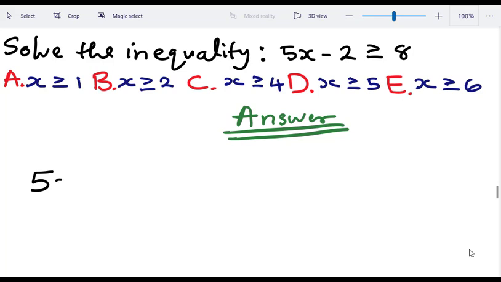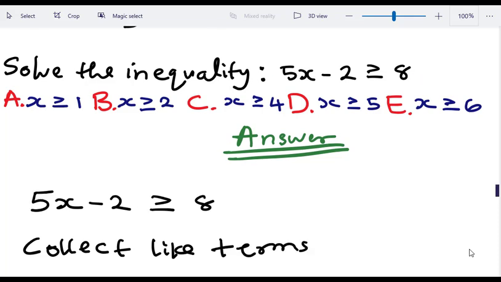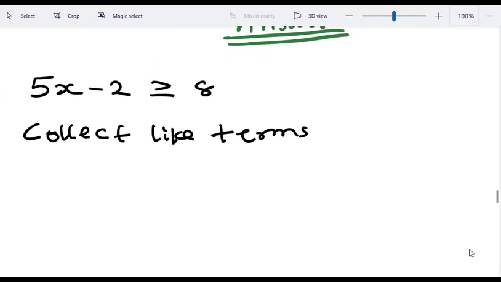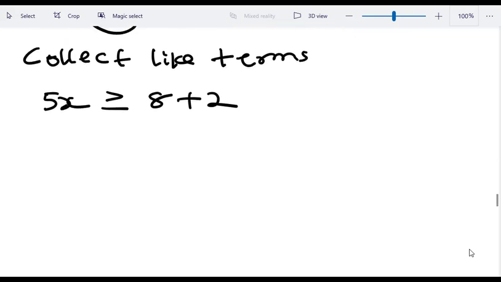The question says solve the inequality. We have the inequality here, which is 5x minus 2 greater than or equals to 8. As expected, collect like terms, because you have to pretend as if you are dealing with a linear equation. When you do that, we have our 5x minus 2 will cross this inequality sign to come and meet 8. If it does that, it turns out to be plus. We have greater than or equals to 8 plus 2. We have 5x greater than or equals to 8 plus 2, which will give us 10.